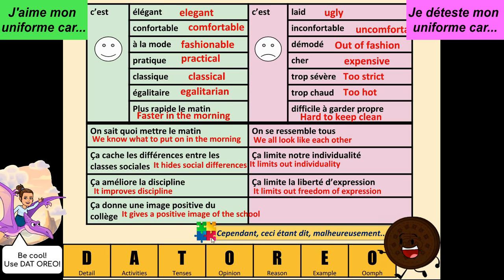So I'm going to use a connective that introduces an opposite idea, like cependant, however, ceci étant dit, that being said, malheureusement, unfortunately, whichever one fits the best with what you're going to say, or even a different one. And then you say something else. So I said, c'est laid, cher et on se ressemble tous. Ceci étant dit, c'est plus rapide le matin. So this shows a much higher level of thinking, and it helps you get more marks in your speaking and your writing when you're using these different bits.